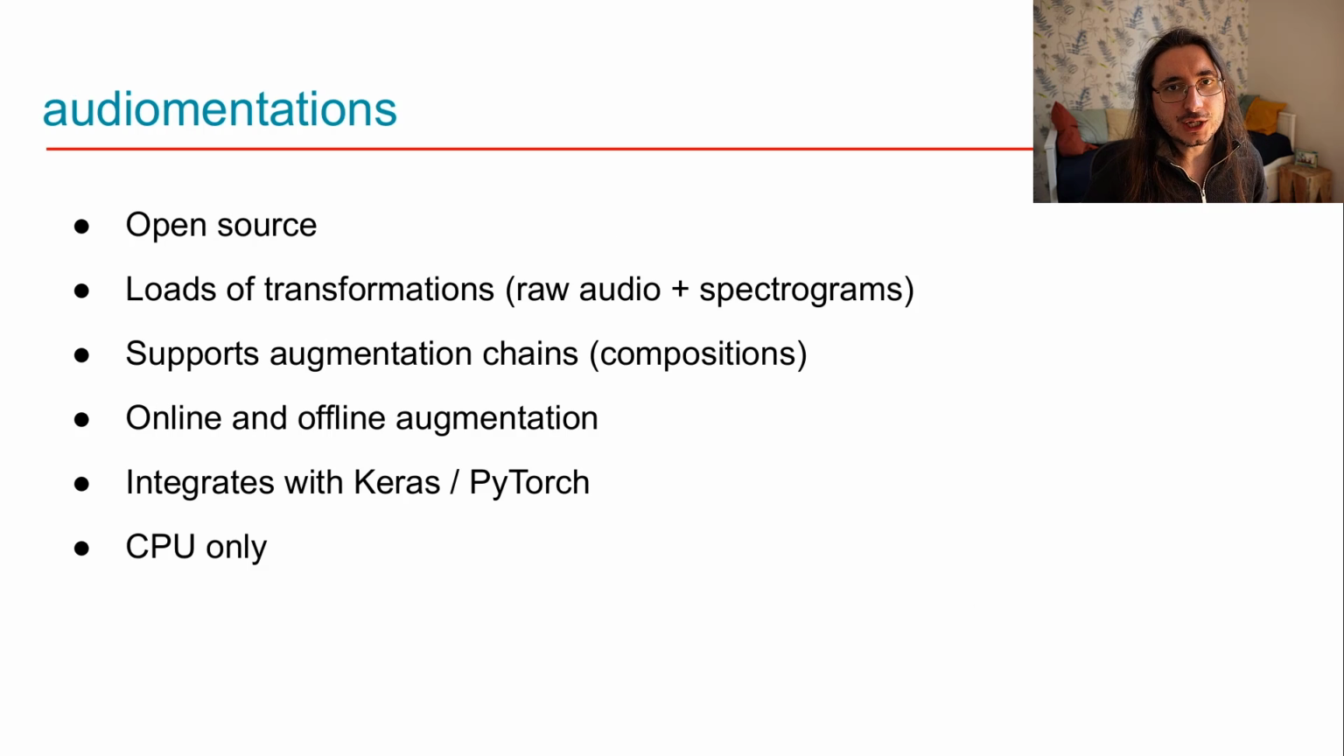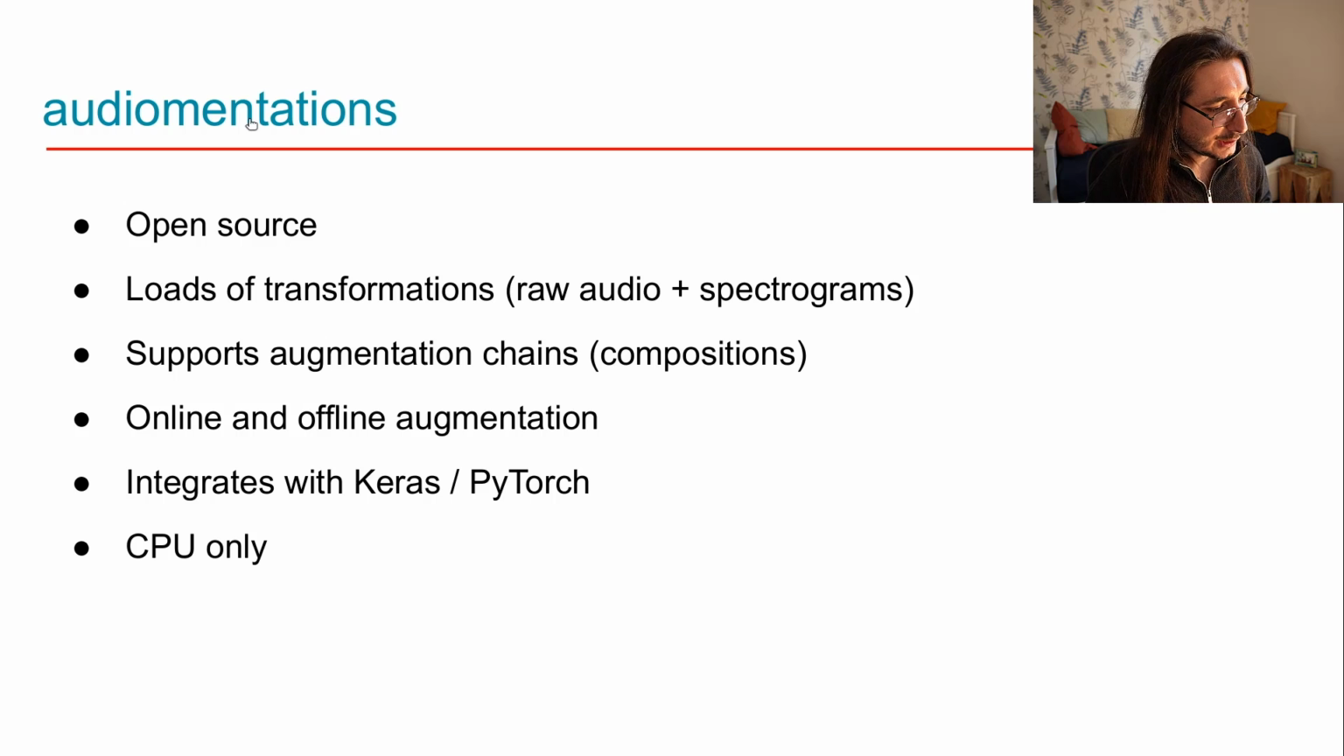Next, we have Augmentations. This is a dedicated library for audio data augmentation. It is open source. It has loads of different transformations, both in the raw audio domain and in the spectrogram domain. It supports augmentation chains natively so that you can combine and chain multiple types of augmentations. You can do both online and offline augmentation, because you can integrate with deep learning libraries like Keras, PyTorch, and TensorFlow, but it has a disadvantage, which is that it only runs on CPU, so it's quite slow.